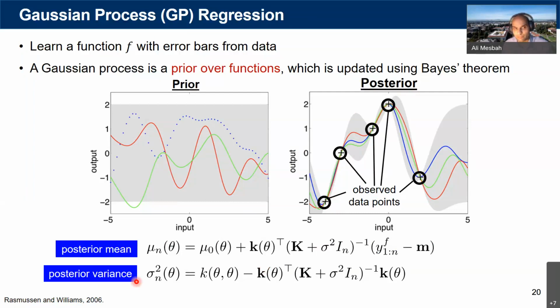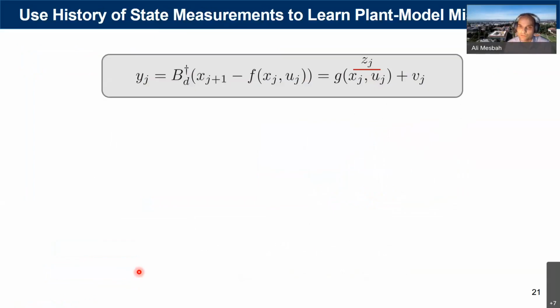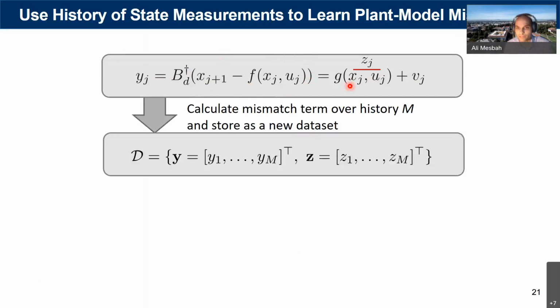So then what can be done here? Going back to our plant model mismatch model learning, we can use Gaussian processes to essentially learn the mismatch between what we observe. So this is our true observations of the system minus the predictions of the nominal model. So essentially this represents your plant model mismatch, right? The g function that we would have to learn. And this can be learned using Gaussian processes by collecting data.